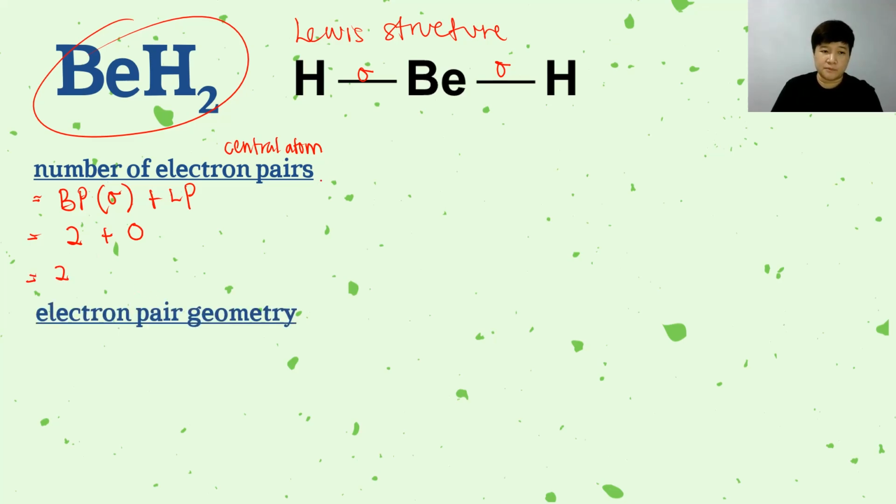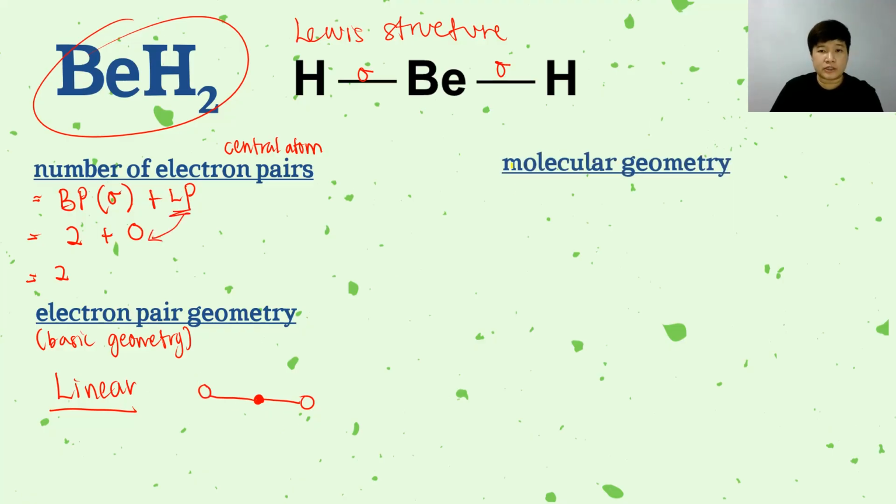From the number of electron pairs, we know that the electron pair geometry, or what we call the basic geometry, will be linear, because the number of electron pairs is 2. And we know that linear looks something like this. That is how a linear shape looks. And what would be the molecular geometry? The molecular geometry will be affected or will change if there is a lone pair in your central atom. But if you look at your central atom, there is no lone pair. The lone pair is 0. Therefore, there is no lone pair repulsion, or lone pair bonding pair repulsion. Therefore, the molecular geometry will remain linear.